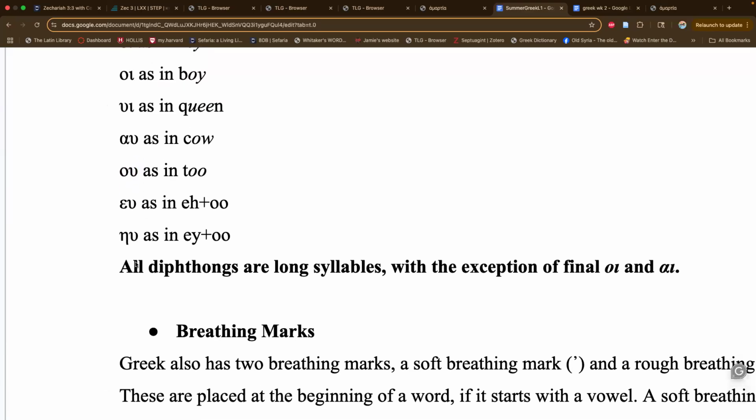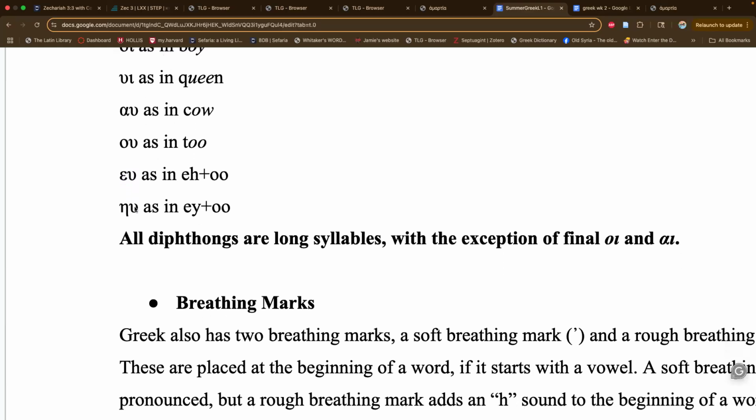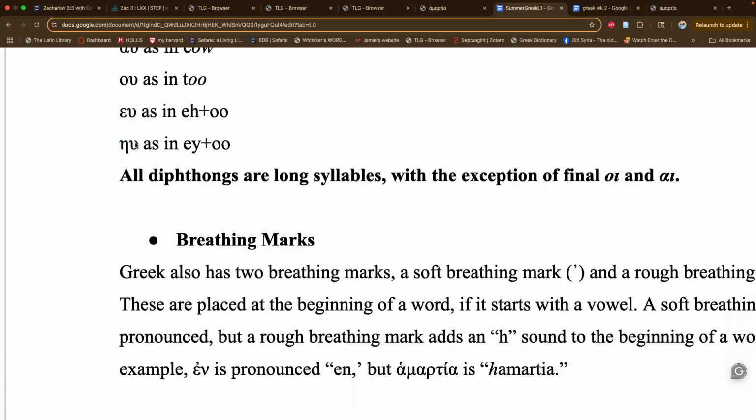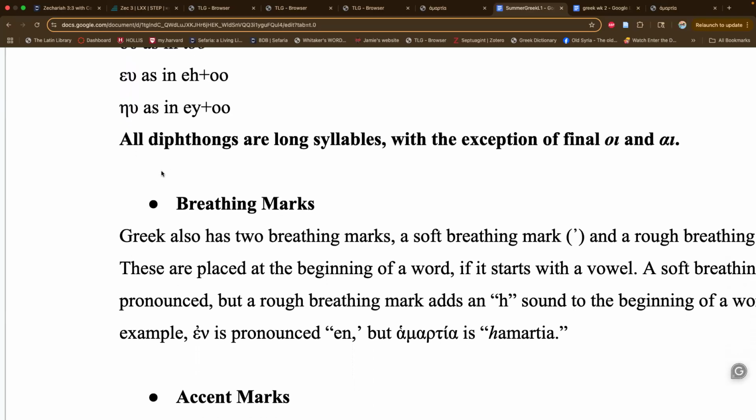Then the last two are technically diphthongs in that they'll be considered one syllable. However, when you sound them out, they will sound like two. For example, epsilon plus upsilon is eu. They don't really sound like they flow into each other. It's like eu, but they'll be considered one vowel. And then you have the same version, but with a long E. So eu or eu, whichever one makes you happy.